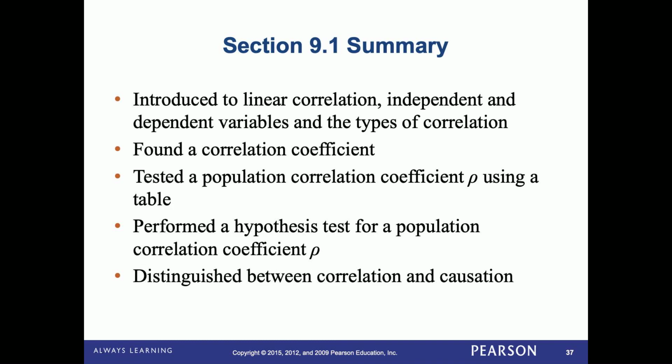All right, so here's a summary. You were introduced to linear correlation, independent and dependent variables, and the types of correlation: negative, positive, none. We found a correlation coefficient, R, which you could use in Excel or a TI calculator. We tested the population coefficient rho using a table, Table 11. We performed a hypothesis test for the population correlation coefficient rho, Table 5. And we talked about causation, cause and effect of correlation, and why you have to ask yourself, is there a cause and effect relationship?